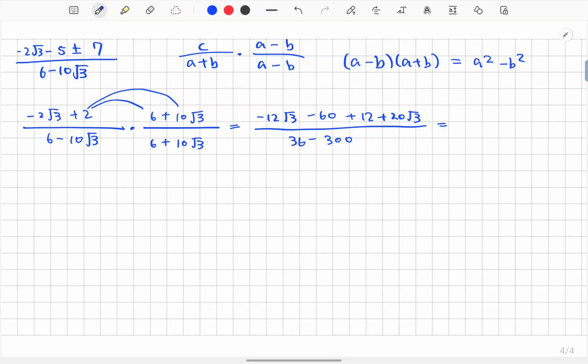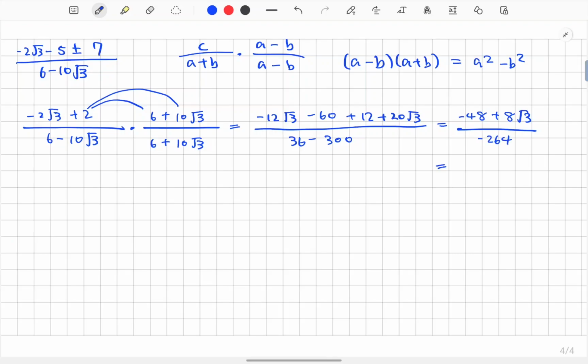If we further simplify it, we can collect like terms. For the integer part, negative 60 plus 12 will become negative 48. And for root 3, it will become plus 8 root 3. Negative 12 plus 20 is plus 8. And this is all over negative 264.